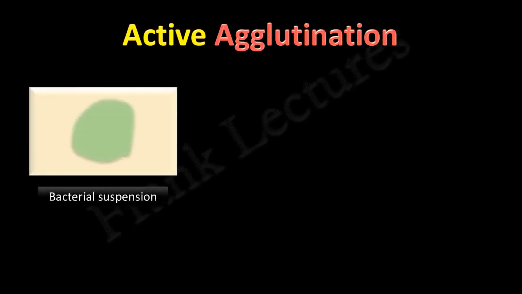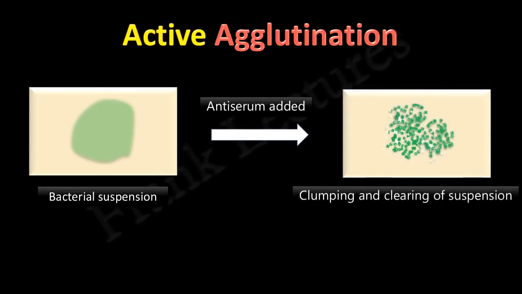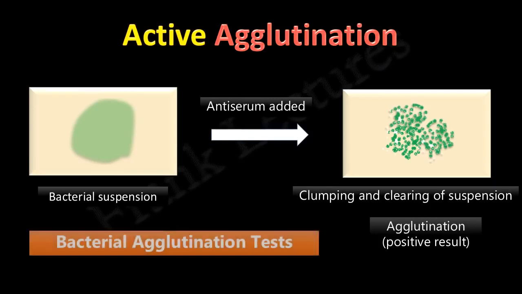Let's say we have a pure bacterial culture. We will put a suspension of this bacterial culture on a glass slide. Next, we will add antiserum containing specific antibodies to this bacteria. Clumping as well as clearing of the suspension indicates that agglutination has occurred, and test is positive. These types of bacterial agglutination tests are done routinely for the identification of bacterial isolates from clinical specimen.